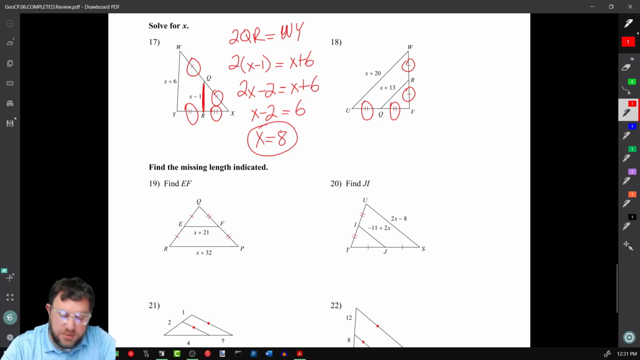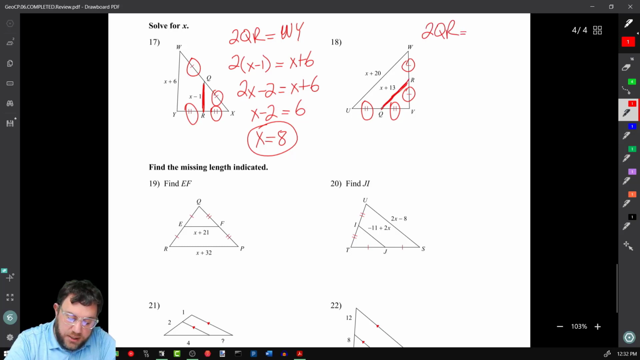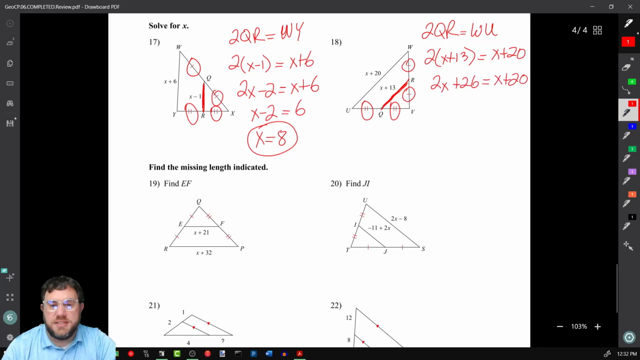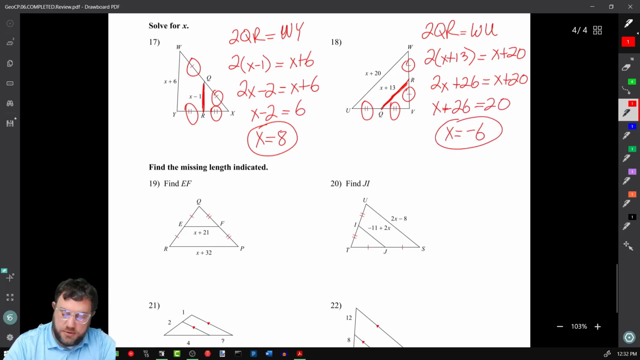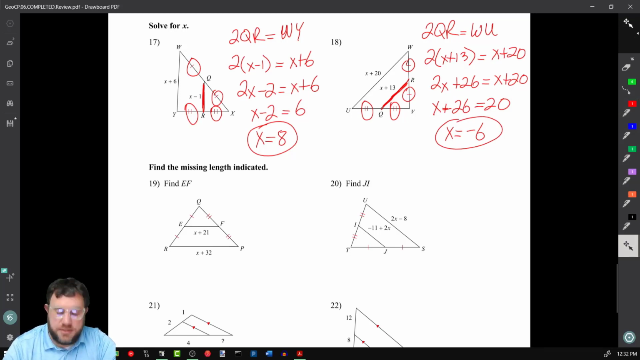On number 18, same setup. In fact, no, the letters are different. This time it's 2 times QR equals WU. So that's 2 times x plus 13 equals x plus 20. Distribute out. 2 times x is 2x. 2 times 13 is 26. Our x plus 20 stays the same. Subtract 1x from both sides. So we get x plus 26 equals 20. Subtract 26 from both sides. So x equals negative 6.